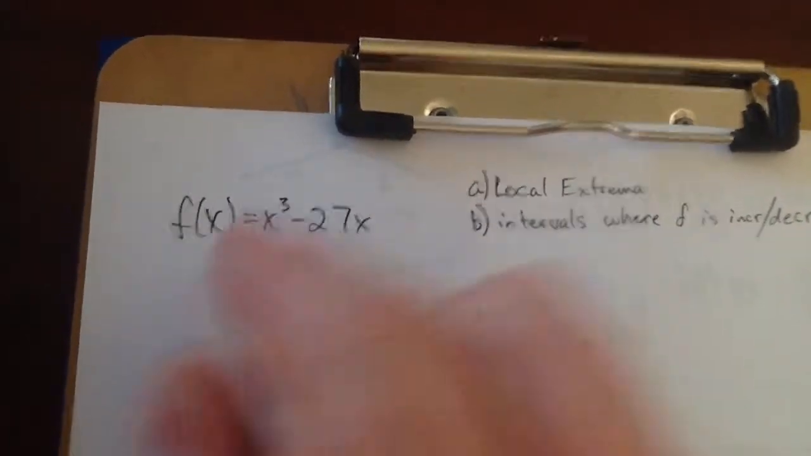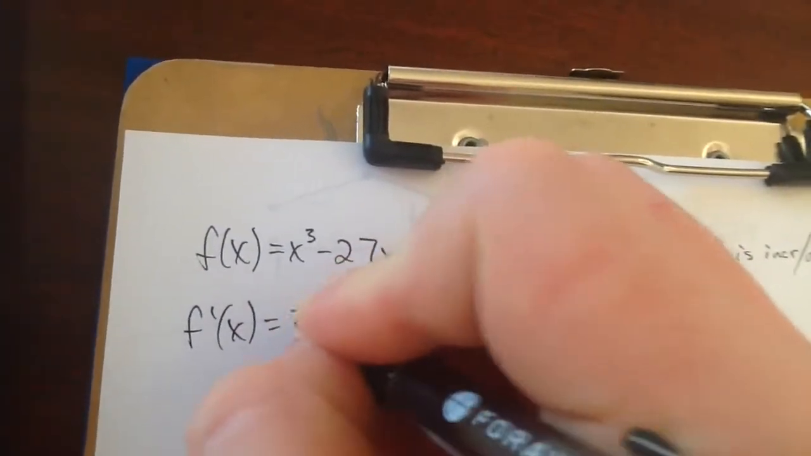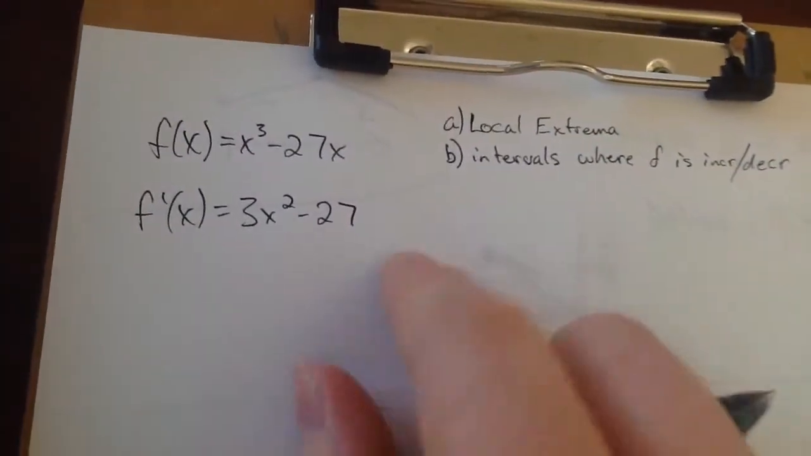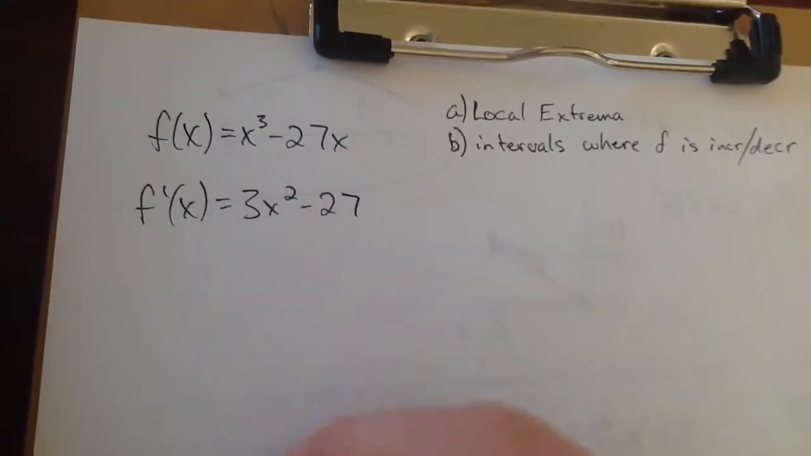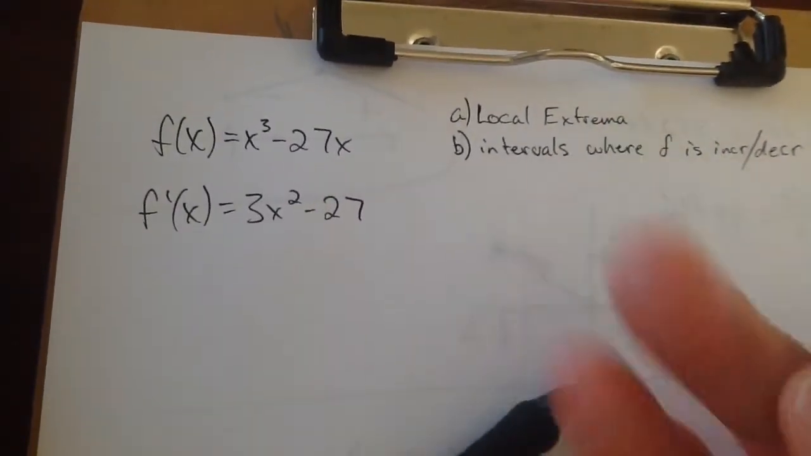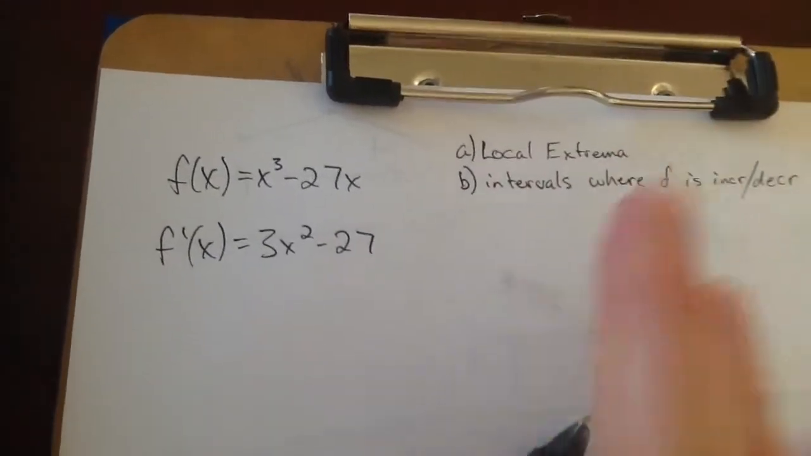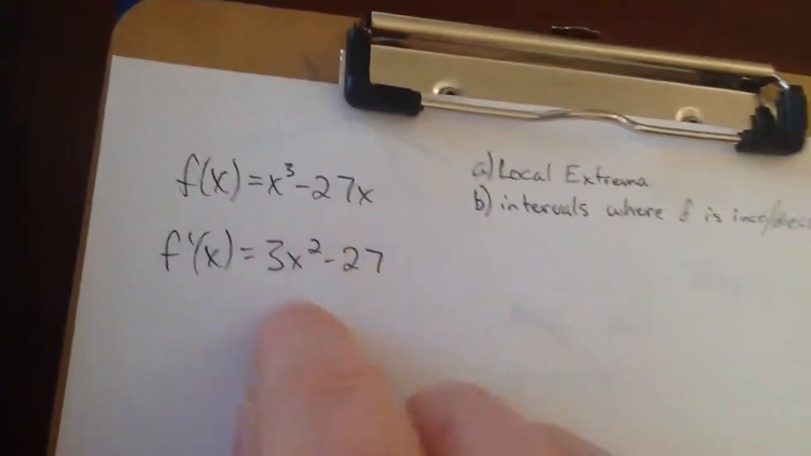Here we go. We know we've got to do our derivative first. 3x squared minus 27. And then remember, local extrema happen where the derivative equals 0, where the derivative does not exist, or at endpoints. There are like 3 things we need to check.